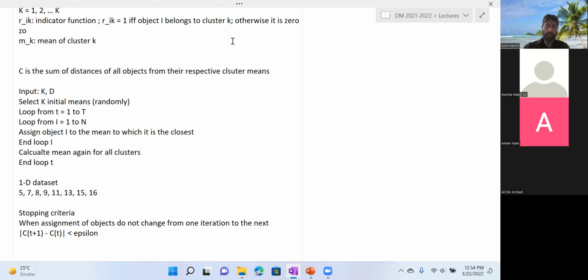तो ये मेरे ख्याल से N8 बन गया शायद. ठीक है. So 5, 7, 8, 9. So these are 4, then 11, 13, 15 and 16. 8 points. ठीक है, 16 है. ठीक है.